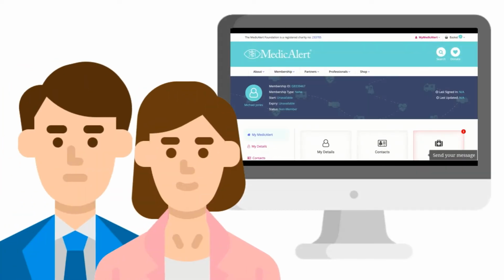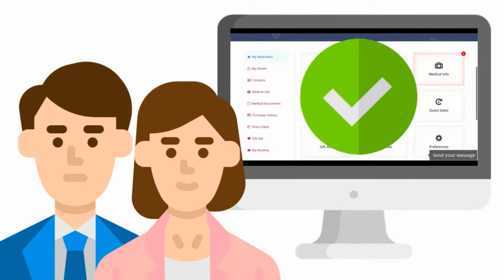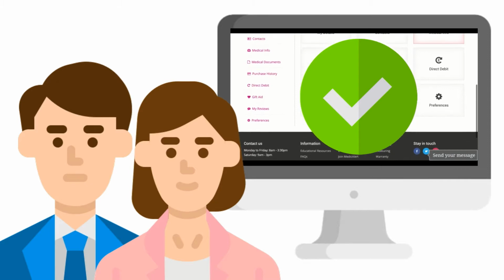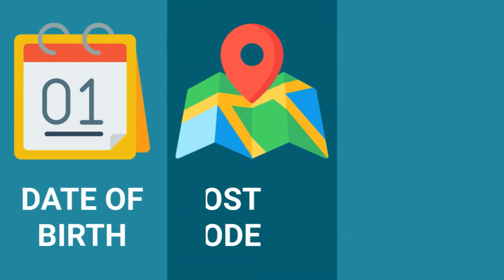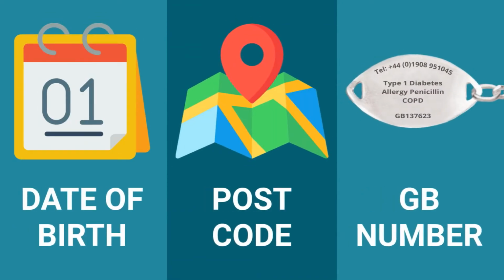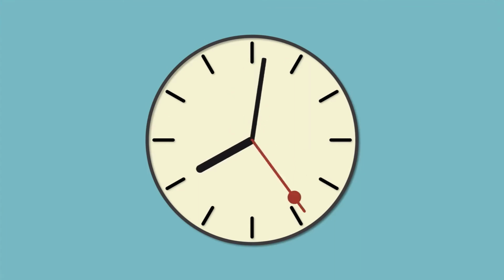As a MedicAlert member, you can see and update your details online. In order to do this, you need to switch on your online account, which we call MyMedicAlert, if you have not already done so. You just need your date of birth, your postcode, and your membership number, which is on your MedicAlert jewellery. Switching on your online account is an easy 5-minute process.